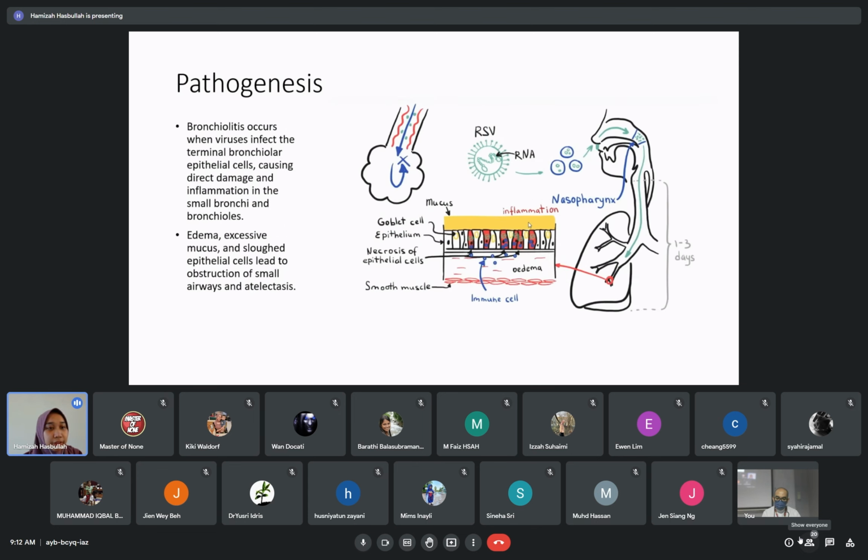So usually bronchiolitis ni occurs when viruses infect the terminal bronchiolar epithelial cells, causing direct damage and inflammation in the small bronchi and bronchioles. Dia sama juga macam croup, tapi tempat dia berbeza lah. Dia jadi dekat bronchioles. So dia akan jadi edema, excessive mucus, ada slough, lead to obstruction of small airways, atelectasis. This lower respiratory tract symptoms usually occurs dalam 1 to 3 days.